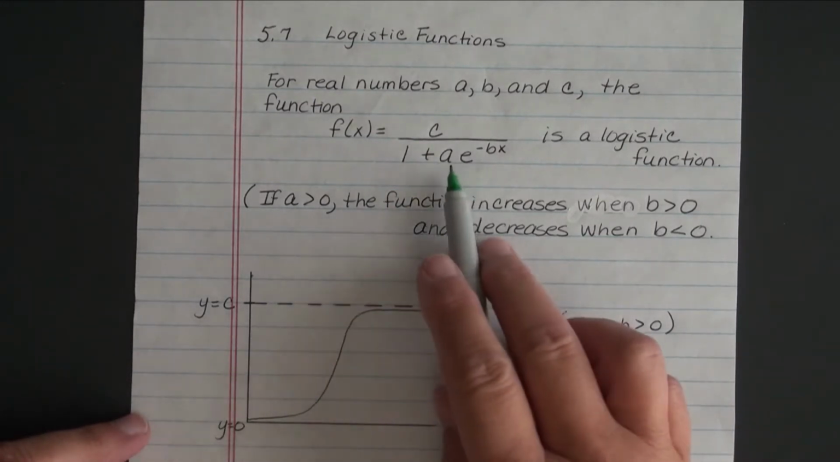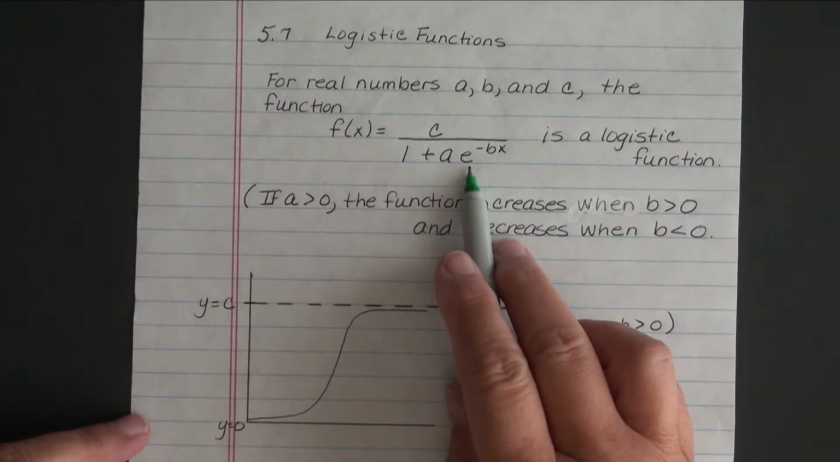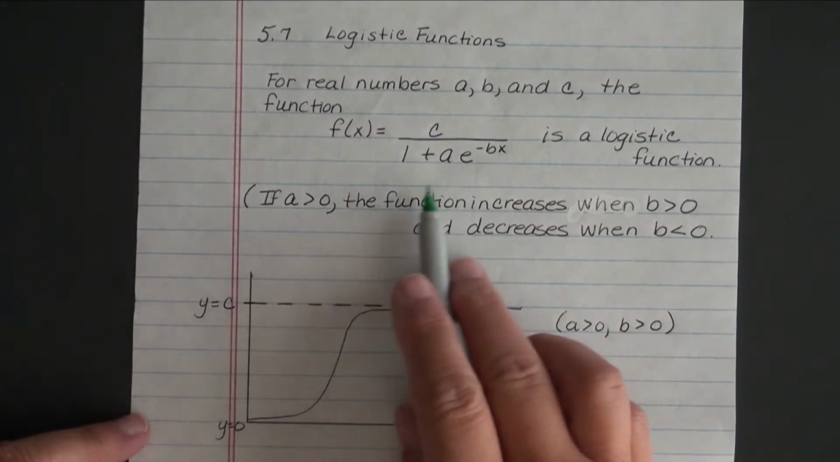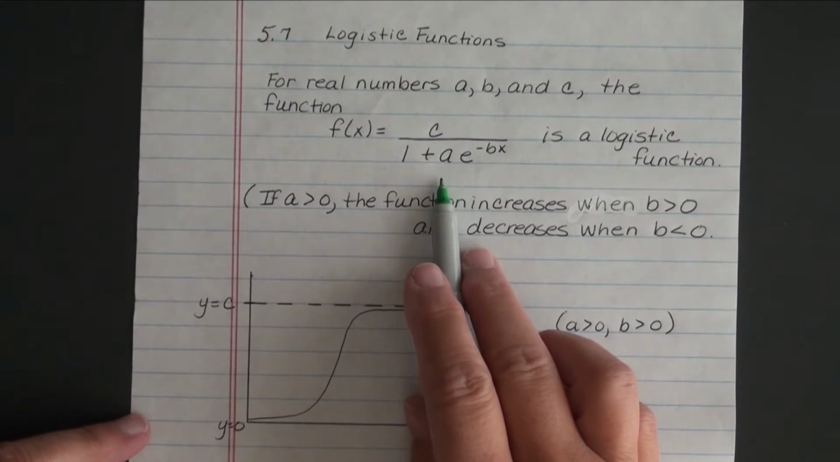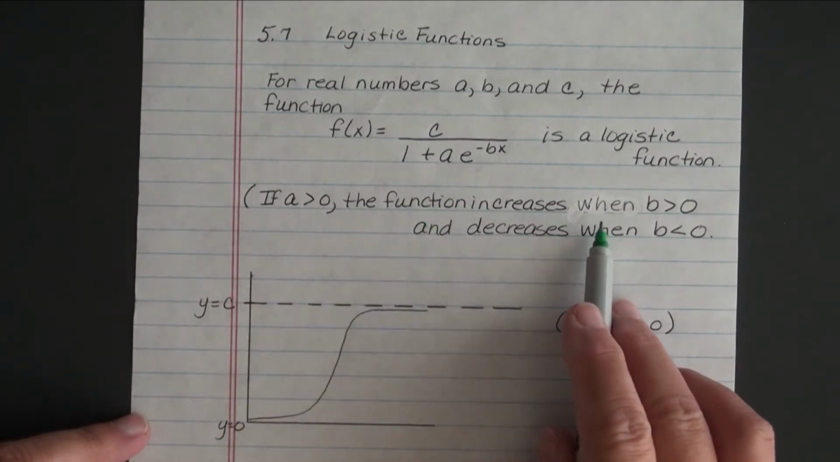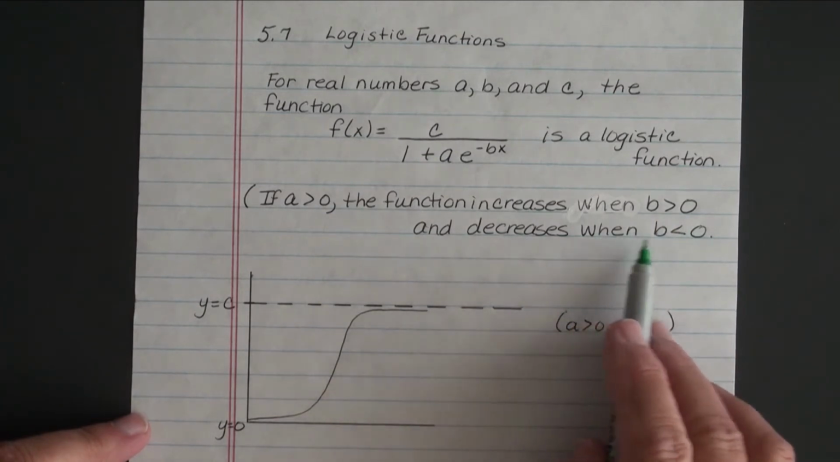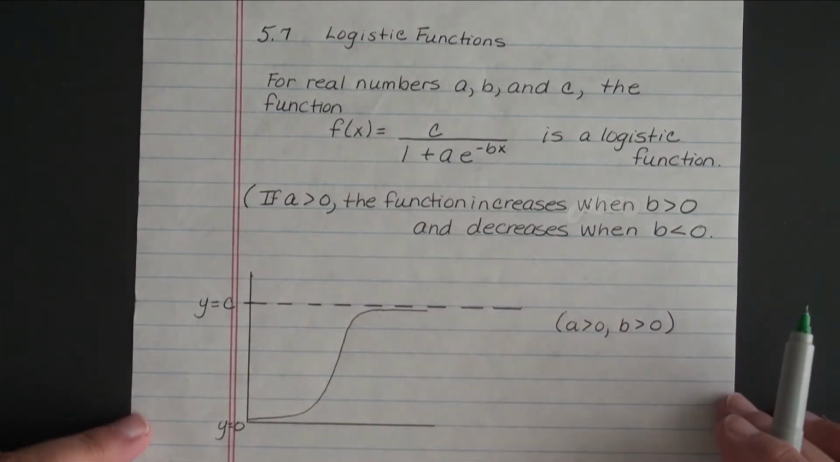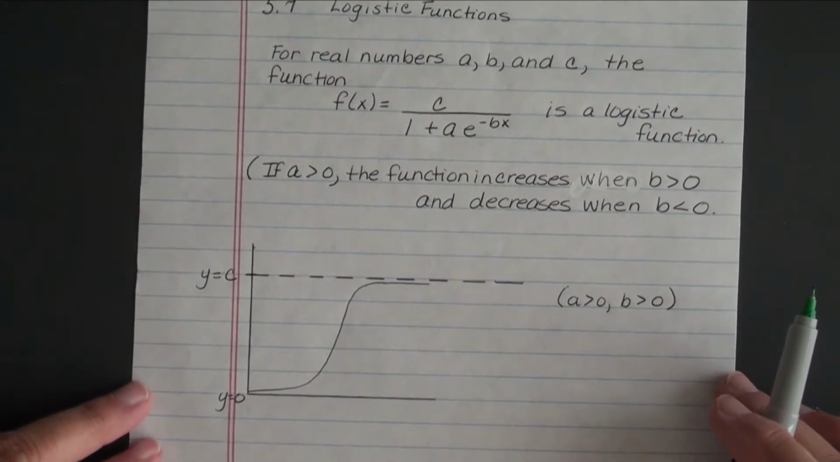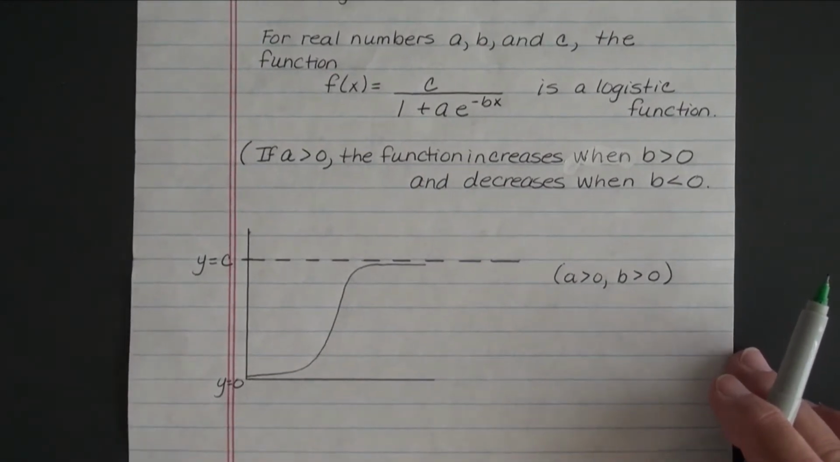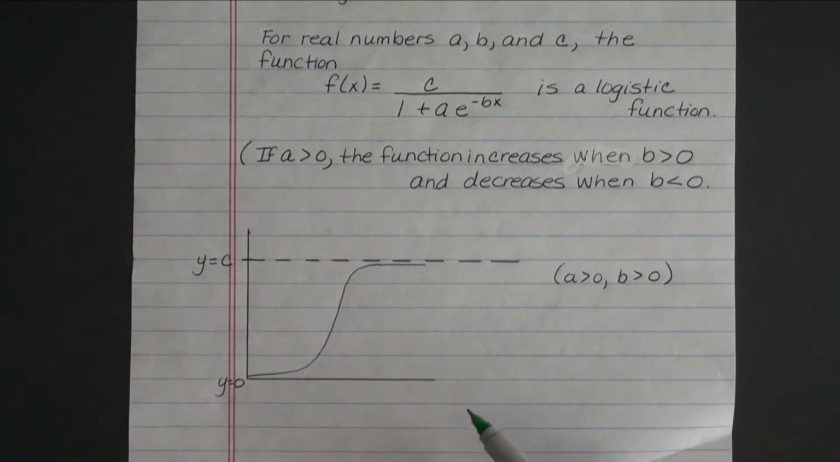If a, the number in front of the e term, is greater than 0 or positive, then the function will increase when b is positive and it will decrease when b is negative. So I've drawn for you an example of a logistic function that increases.